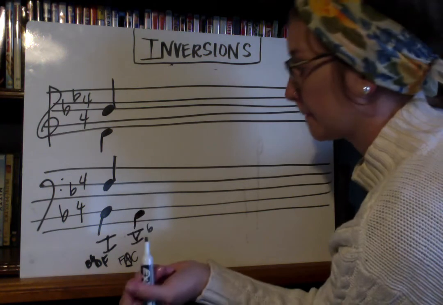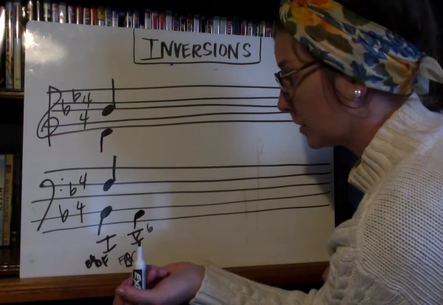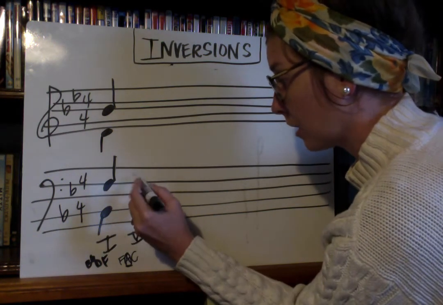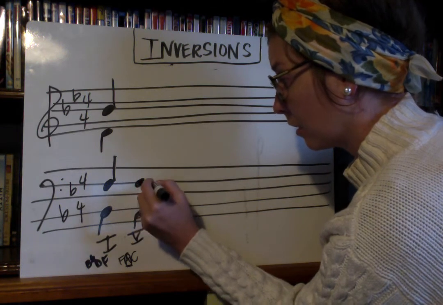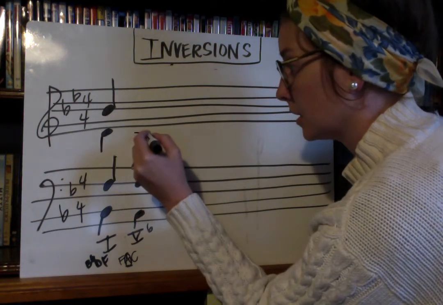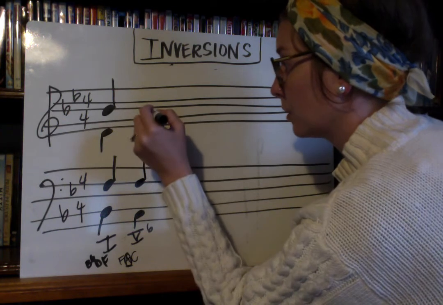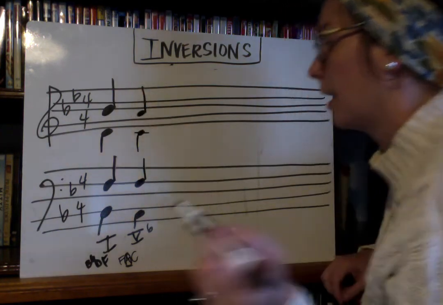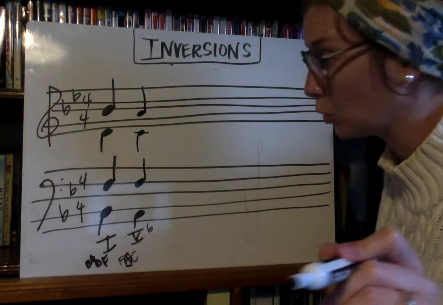Okay, let's see. So I need F, A, C. Oh, tenors can stay on an F. Altos can go to a C, that's close. Sopranos can go to an A. This is what gave a lot of you trouble.